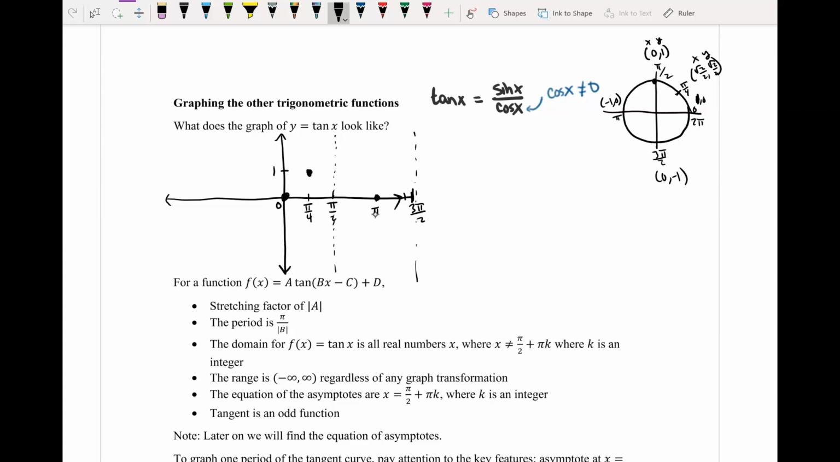We can do the same thing here. If we take a look at 3 pi over 4, which is going to be the negative square root of 2 over 2, square root of 2 over 2, that's going to give me a negative 1. So at 3 pi over 4, we get a negative 1. Then we can look at 5 pi over 4, which is both negative square root of 2 over 2, negative square root of 2 over 2. So we're back at a positive 1 at 5 pi over 4.